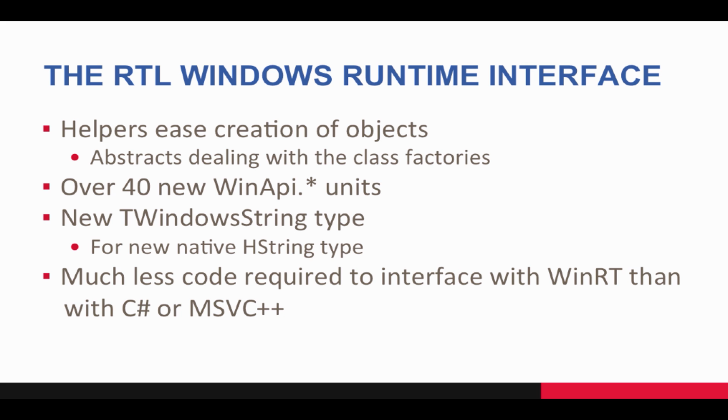RAD Studio provides interfaces for the Windows runtime using interfaces because, again, there's the same underlying foundation. So what you can find in the product is a lot of units, they're called WinAPI something, that map and surface all of the WinRT APIs. There is a new Windows string type that is used for string processing because as COM and C++ don't have a native string type, each of them defines its own physical string type. And this one is different from COM.